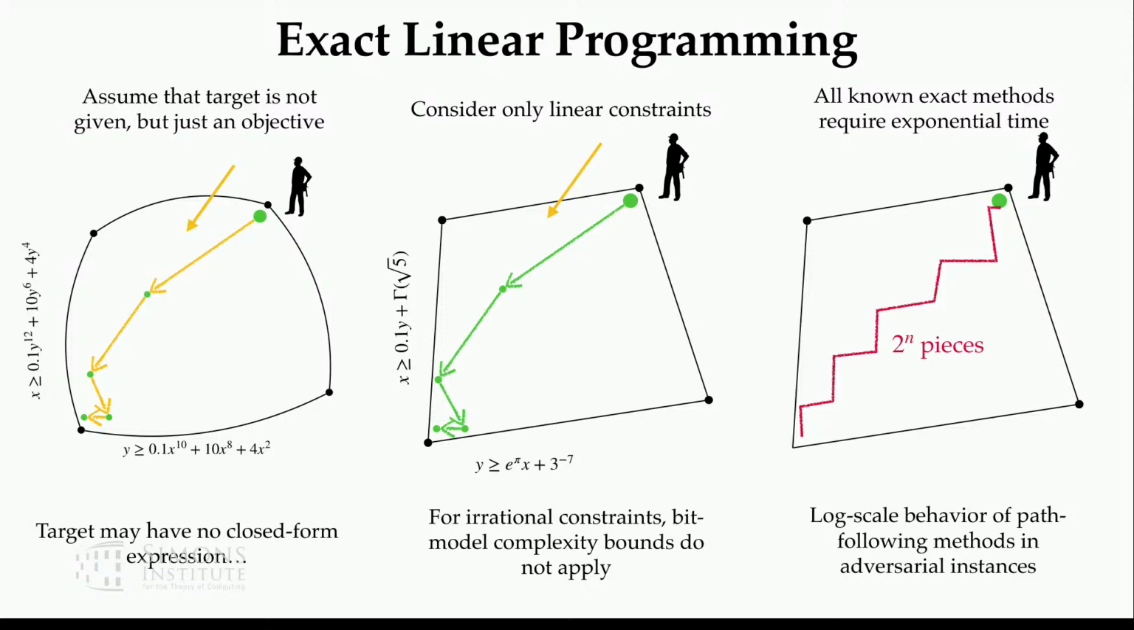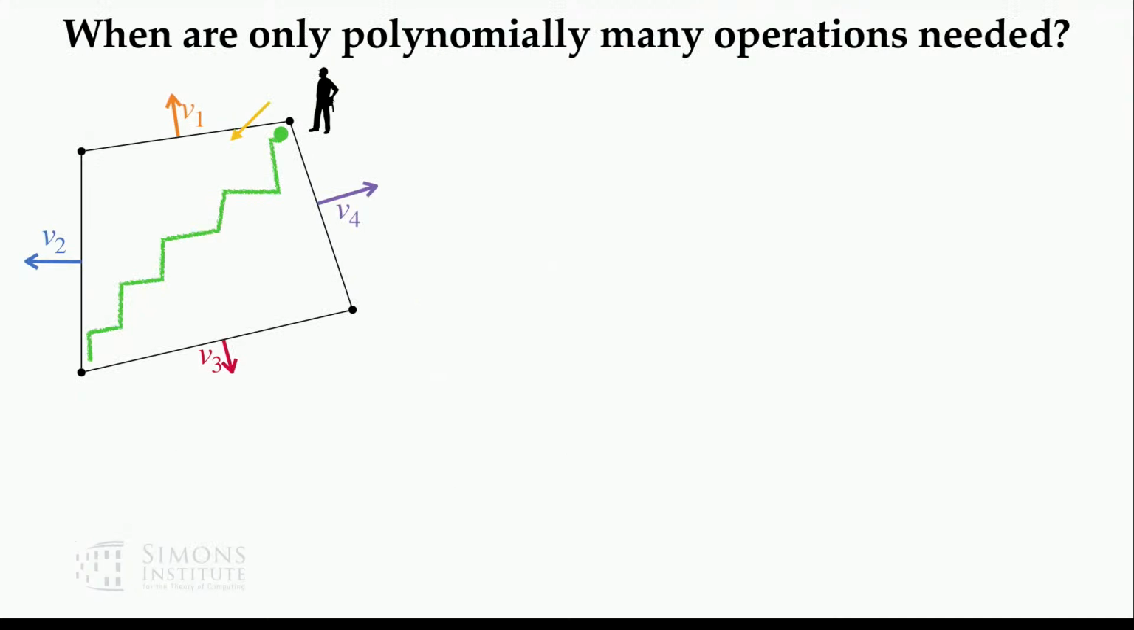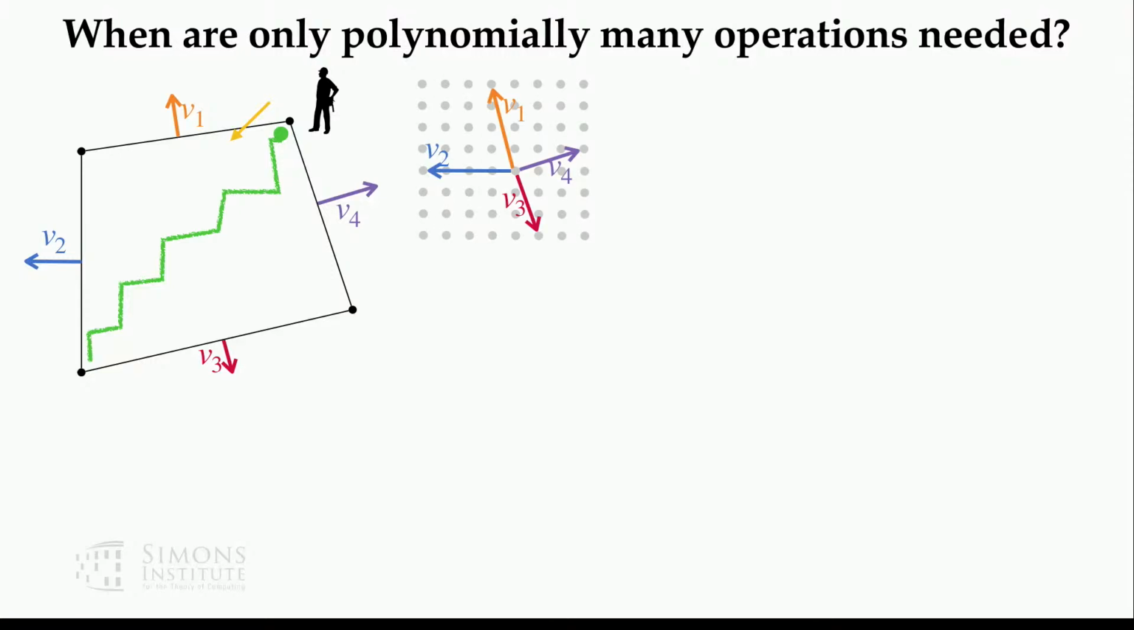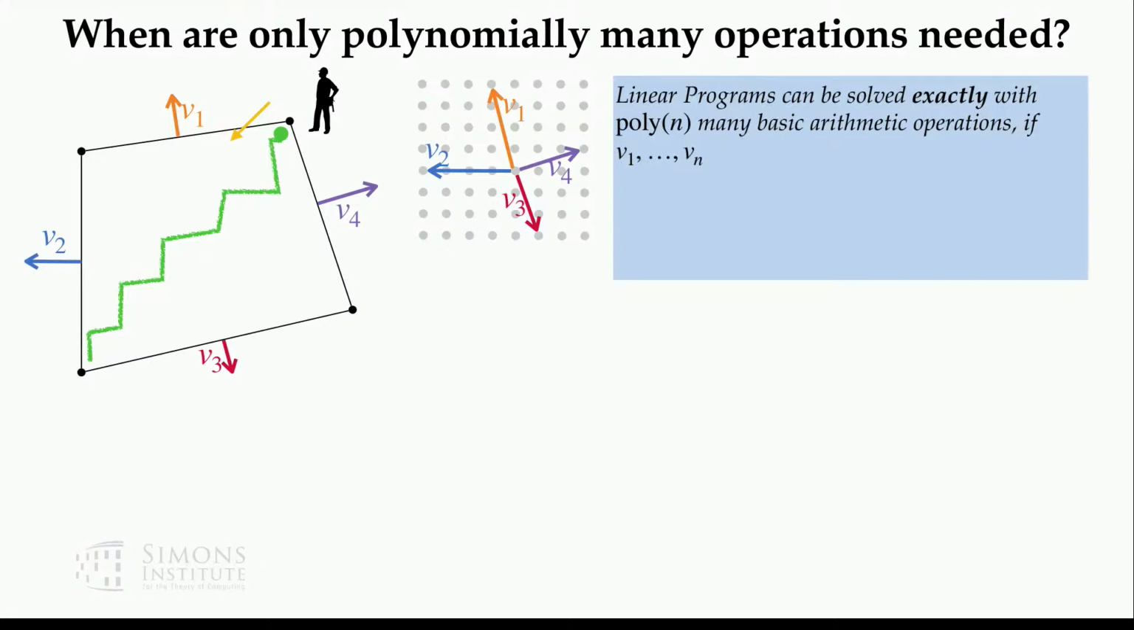Okay, so the question I'm interested in is, what assumptions can you make on the structure of your constraints so that you're able to find the optimal solution in polynomial time? And this you can nicely parameterize by some notion of complexity of the normal vectors of your constraints. And one nice result is that if all these normal vectors lie on a nice grid, then Éva Tardos has shown almost 40 years ago that you only require a polynomial number of basic arithmetic operations to find that optimal solution.